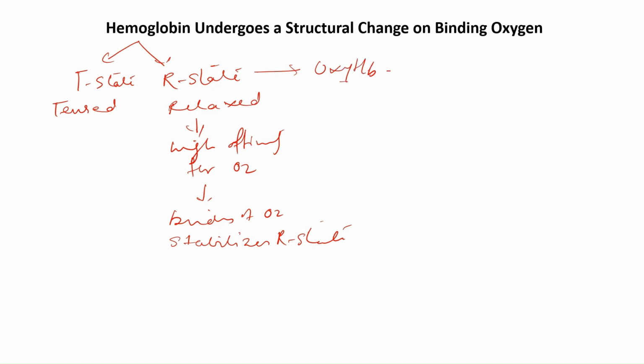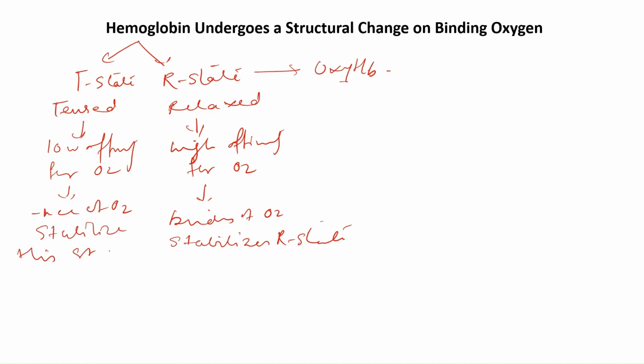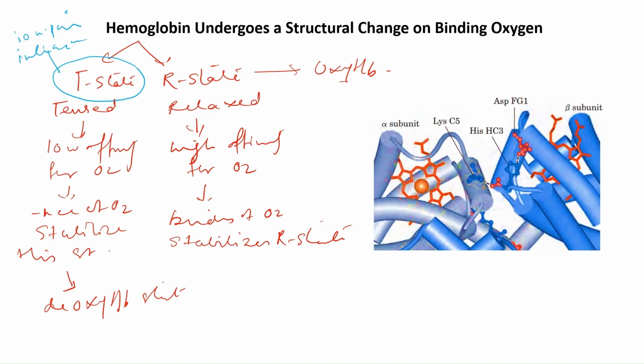Now the reverse is true for the T state. It has low affinity for oxygen. Therefore, absence of oxygen will stabilize this structure. That means this is the deoxyhemoglobin state. The T state is stabilized by various ion pair interactions or electrostatic interactions. The amino acids involved in these ion pair interactions can be seen here in this diagram. These are the amino acids involved in the ion pair formation, stabilizing the T state.